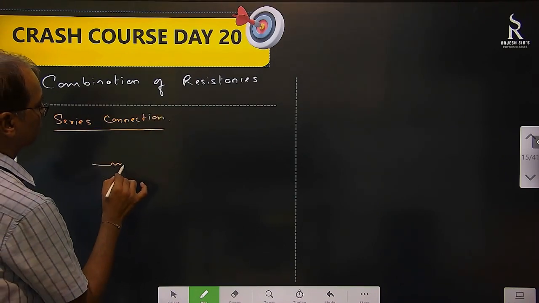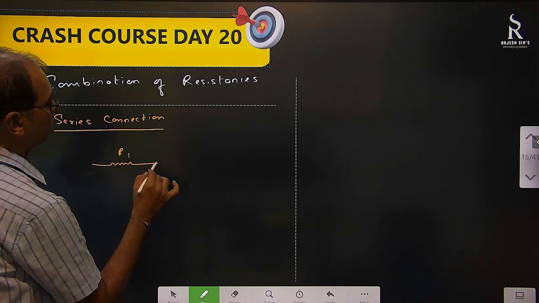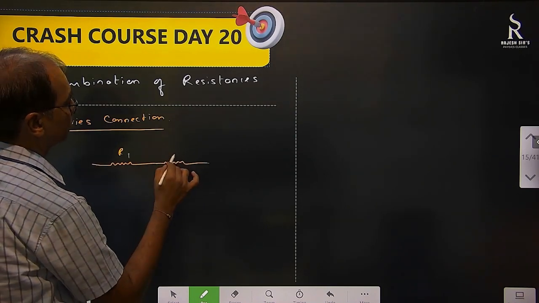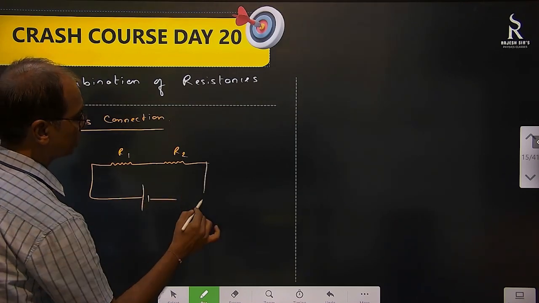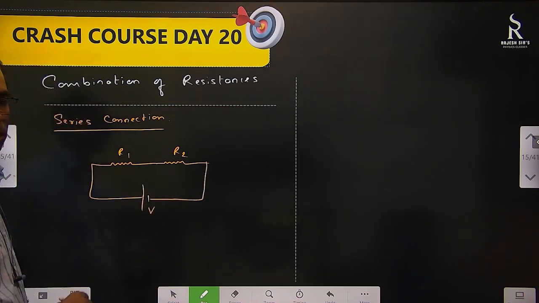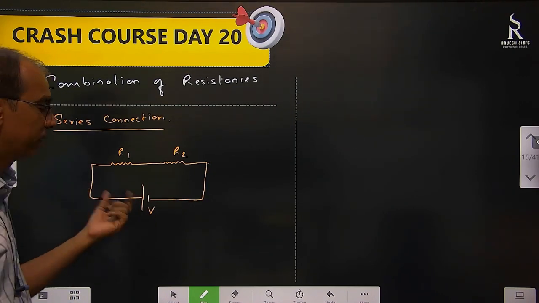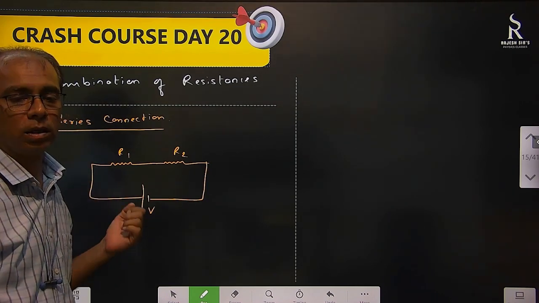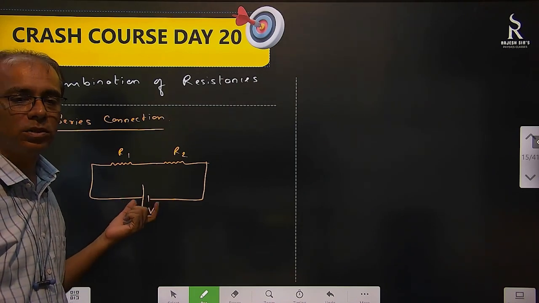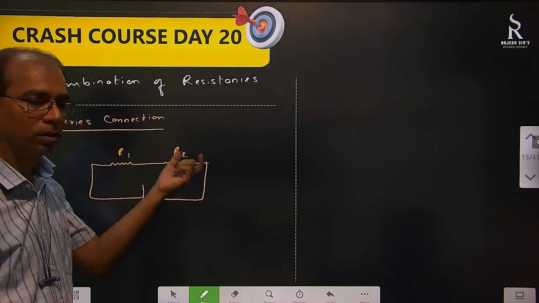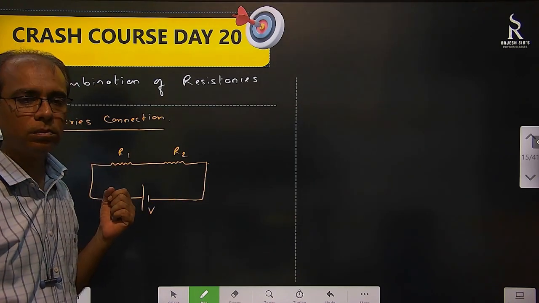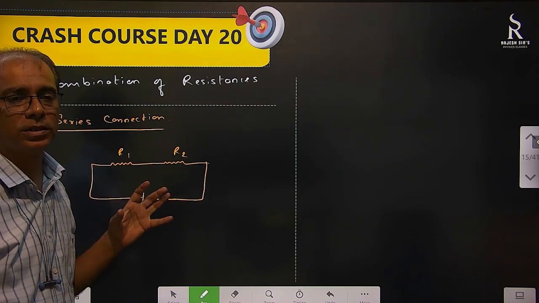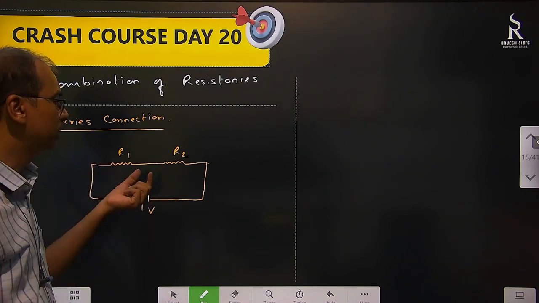So here is, let's say, R1, this is R2, and they are connected with a battery like this. Now what happens? We all know what a battery does. The battery gives energy to the charge so that it can move. What is this R1 and what is this R2? R1 and R2 basically represent appliances. This is a bulb and this is a fan.